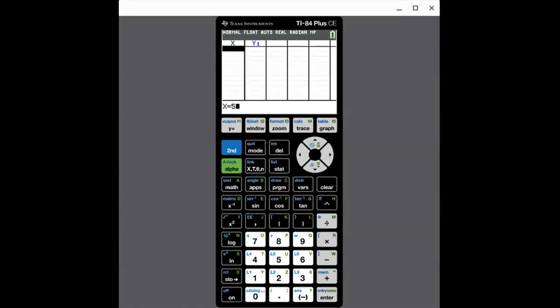So at 5 you get an error. At 5.1 you get like 0.505. At 5.01, you get 0.05005. You see what I mean? So you don't need the secant approximation.